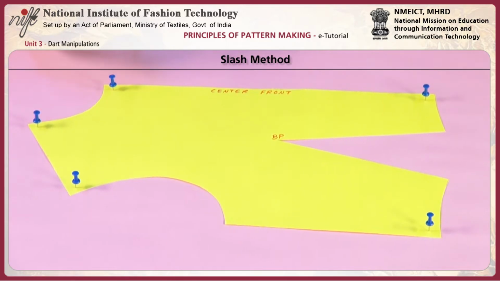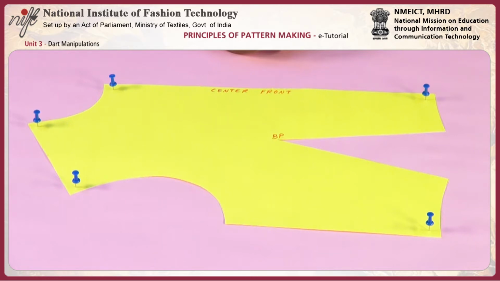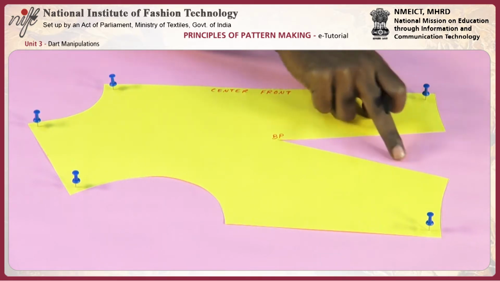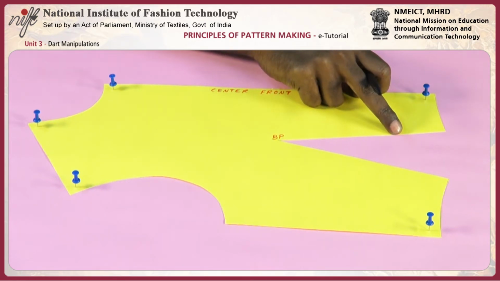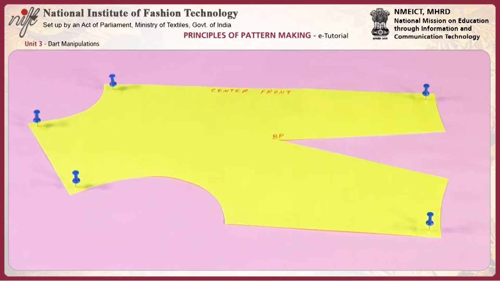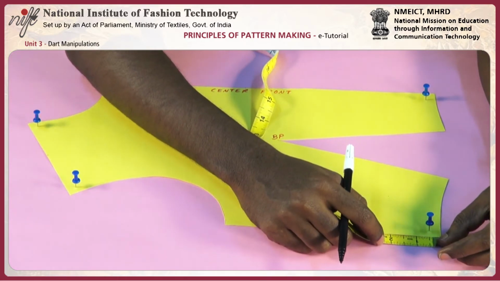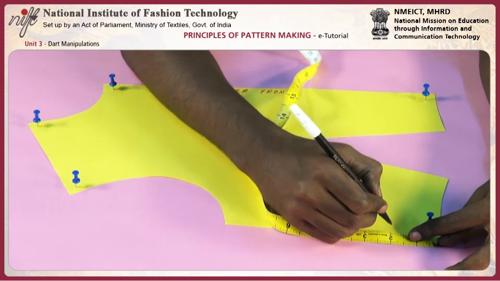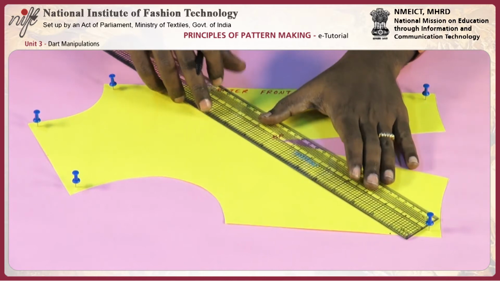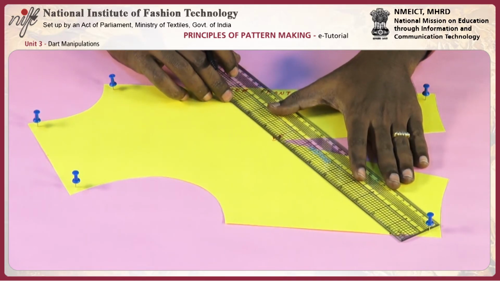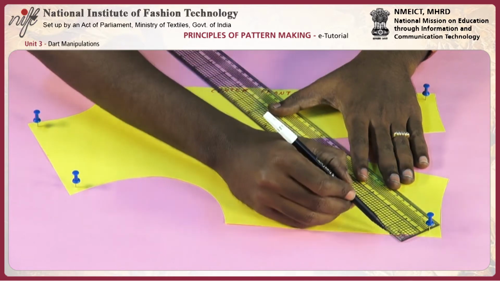Now we are going to see how to transfer the dot by using the slash and spread method. For this, I am using a single waist dot sloper. I am going to transfer this dot to a French dot. First, decide your plot line. I am marking 2 inches from the bottom. Then connect that point to the bust point.